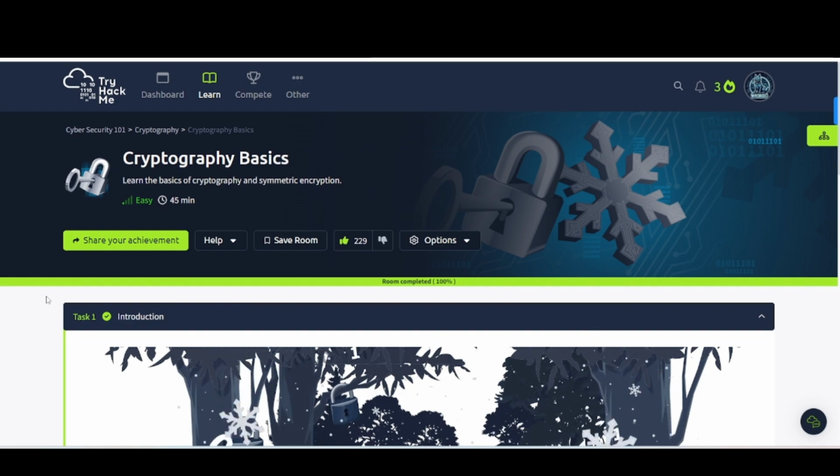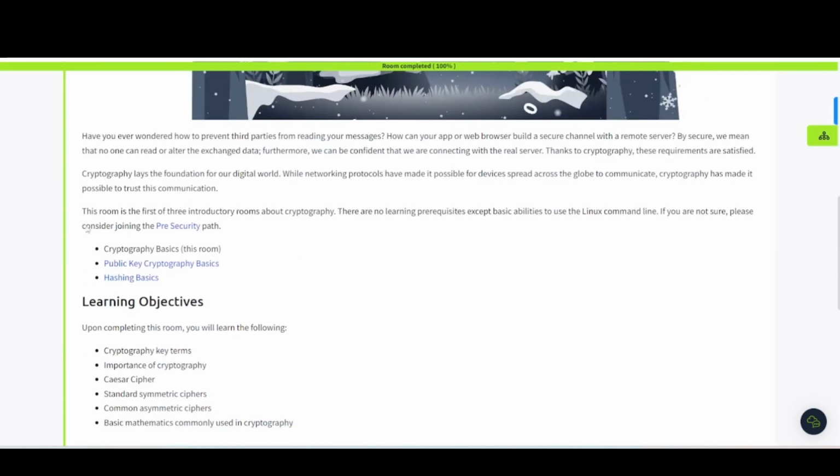Cryptography Basics. Learn the basics of cryptography and symmetric encryption. Task 1 is introduction. Have you ever wondered how to prevent third parties from reading your messages? How can your app or web browser build a secure channel with a remote server? By secure, we mean that no one can read or alter the exchanged data. Furthermore, we can be confident that we are connecting with the real server. Thanks to cryptography, these requirements are satisfied.